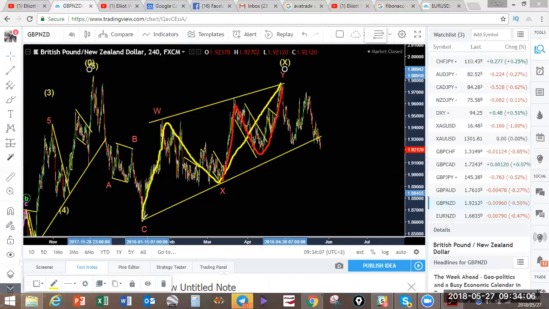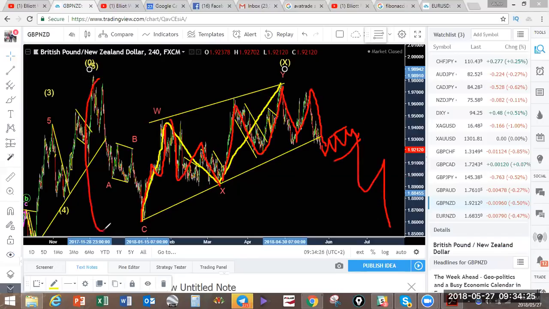In the lower degree for this one, you'll see it clearly on the lower time frame. 1, 2, 3, like that. See, 3, 3, 3 structure. Now you're making this 3 structure again here now. That's why you can expect a bounce here and another 3-wave structure that should give you a similar move as this one.